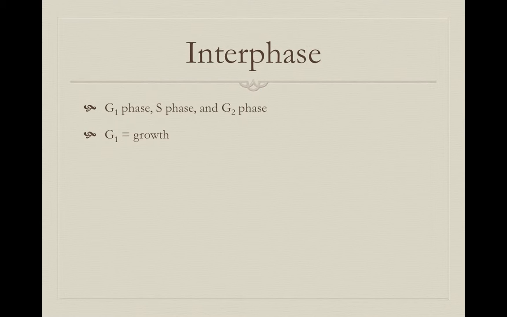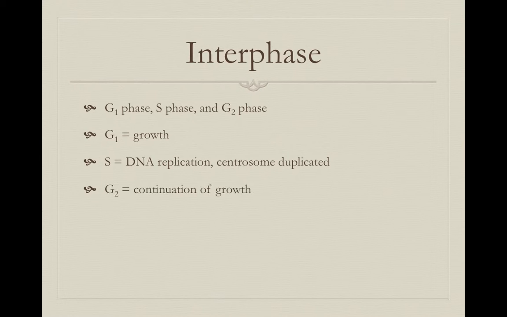So the G1 phase is where most of the cell's growth takes place. The S phase is when DNA replication takes place, and this is when the centrosome is duplicated. And then G2 is just a continuation of growth. More than 90% of a cell's growth time is actually spent in interphase. So that just shows you how short mitosis and cytokinesis are, actually. And interphase is very important for the growth of the cell.